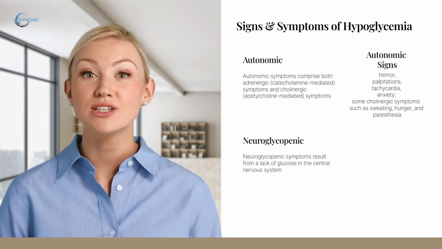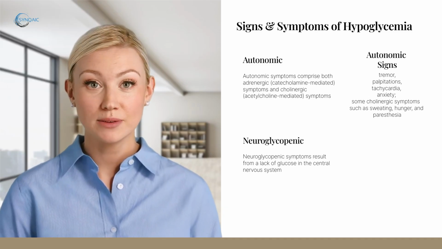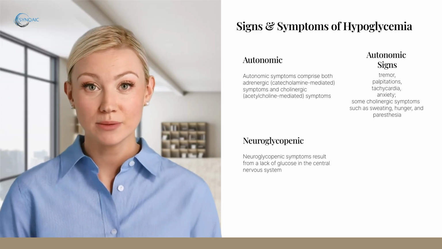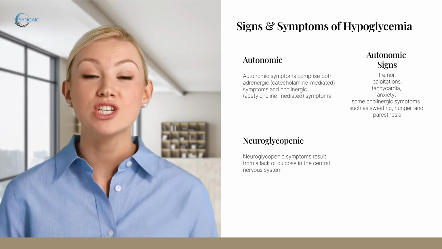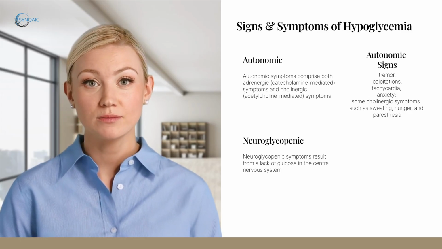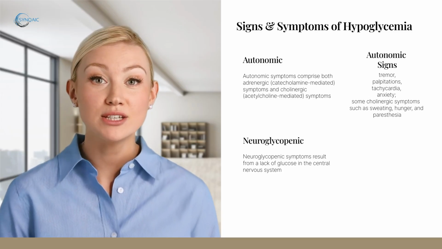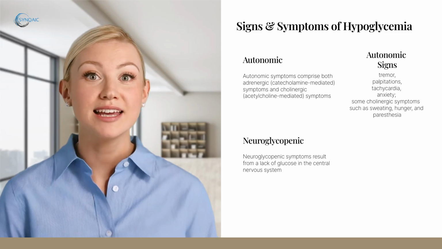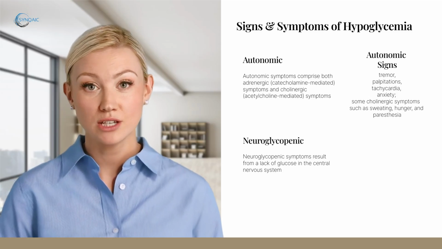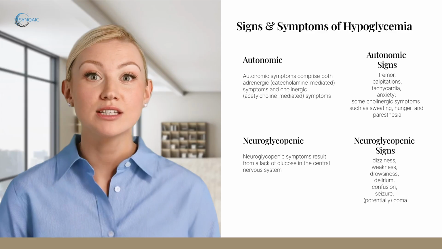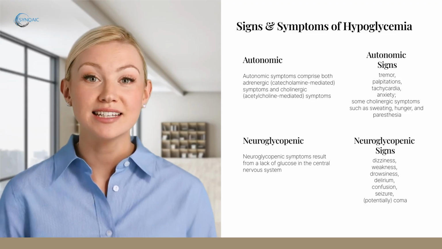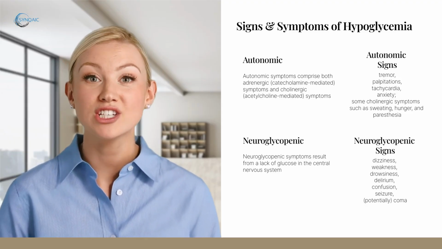Patients taking beta-adrenergic blockers may not exhibit adrenergic symptoms, so it is crucial to counsel them on recognizing cholinergic and neuroglycopenic symptoms. The blood glucose threshold at which hypoglycemic symptoms occur varies based on an individual's diabetes management. For patients with consistently elevated blood glucose levels, the threshold for hypoglycemia is higher. Conversely, those who frequently experience hypoglycemia have a lower threshold. Neuroglycopenic symptoms resulting from a lack of glucose in the central nervous system may include dizziness, weakness, drowsiness, delirium, confusion, seizures, and potentially coma.